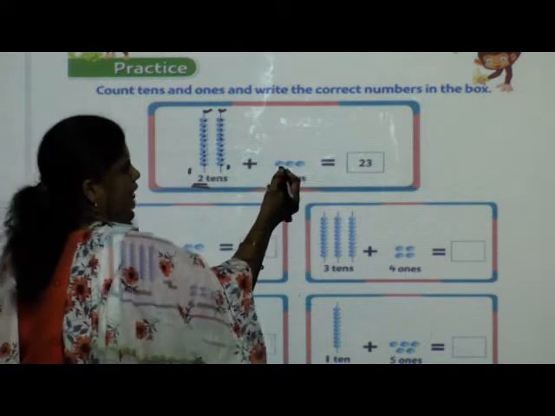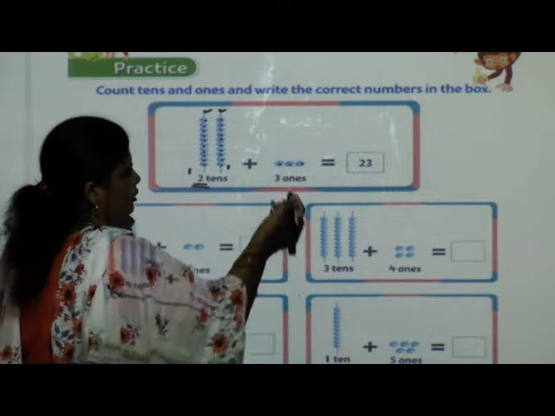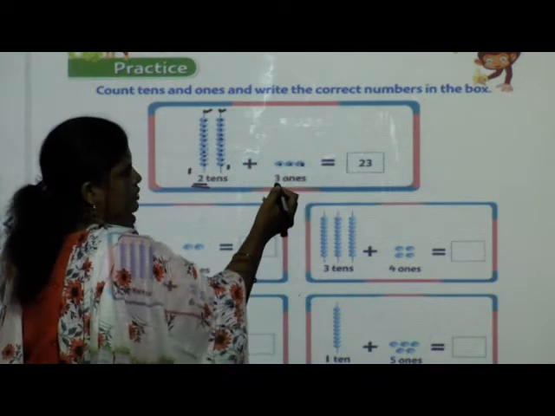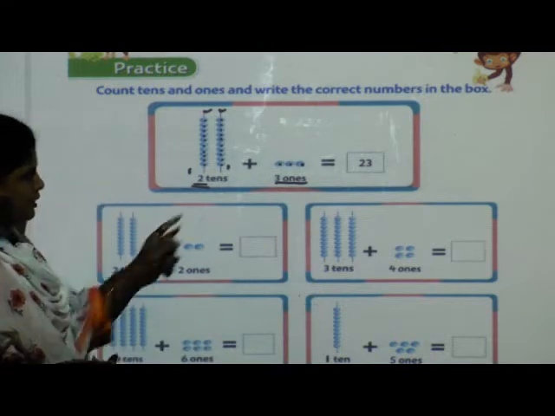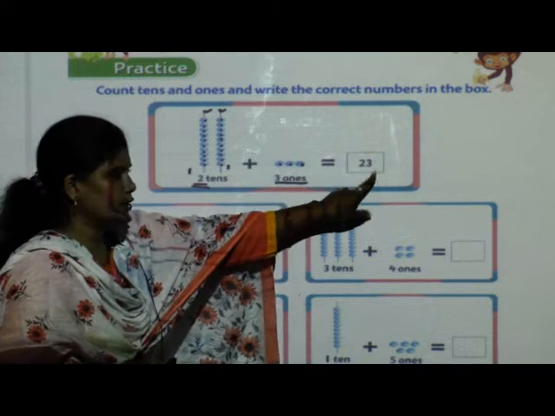And see here now only 1, 2, 3 balls are there. Here we will count 1, 2, 3. 1s, 2s, 3s. So 3 ones. So 2, 3, 23.